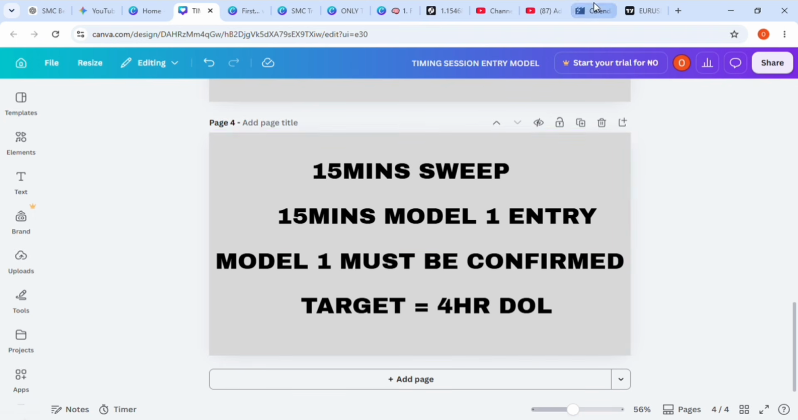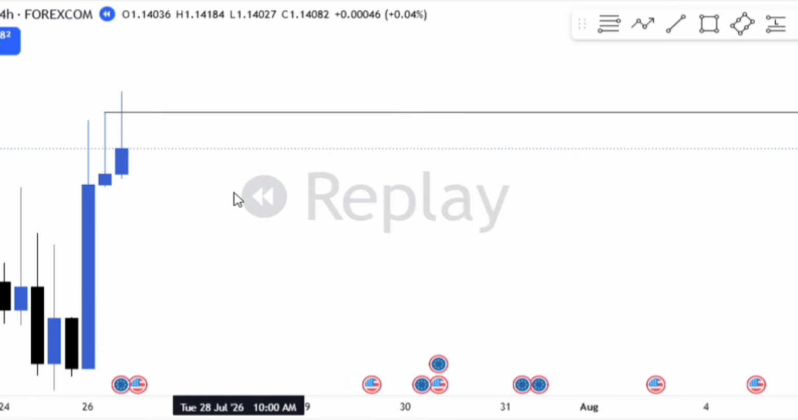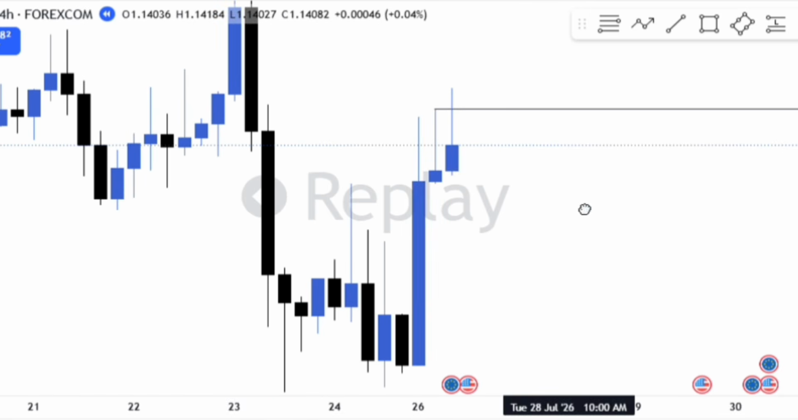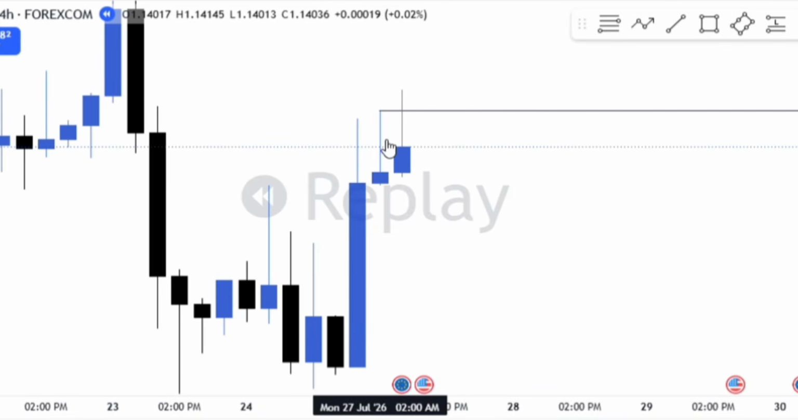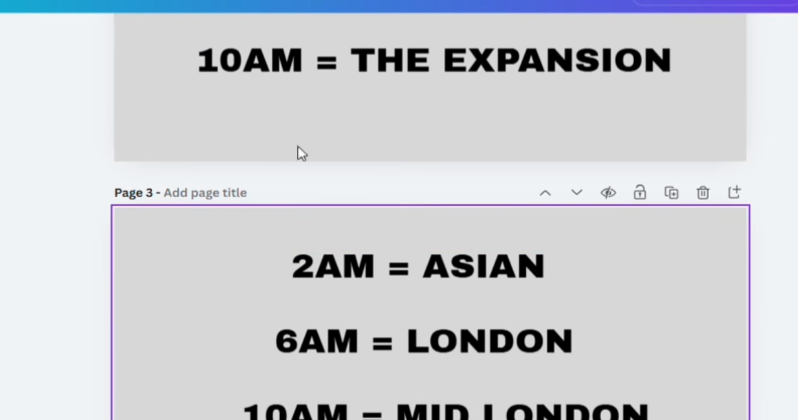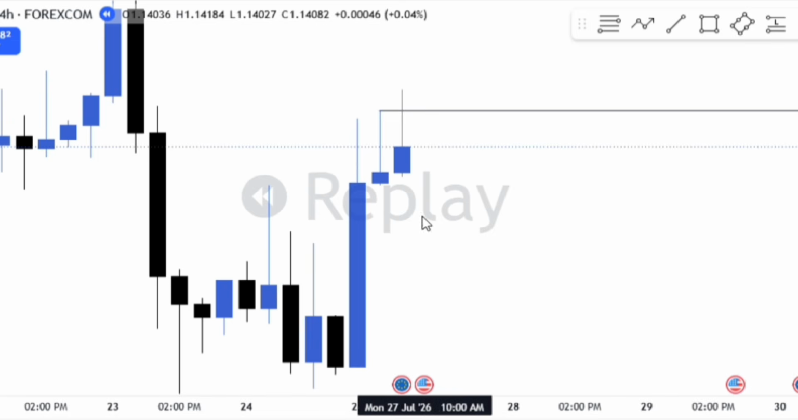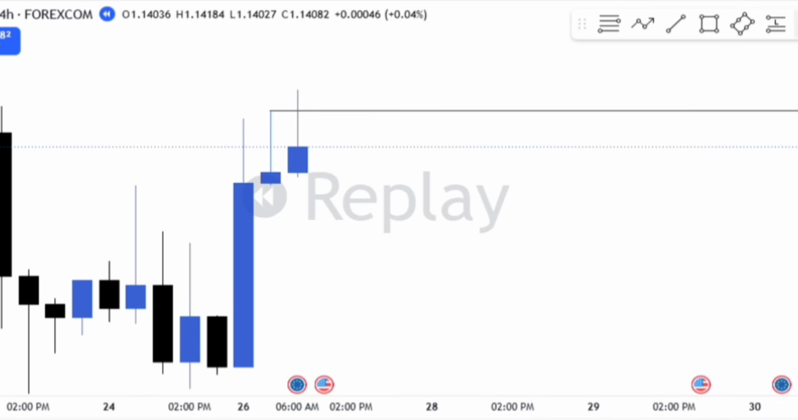Guys, let's dive in. Now, guys, this is a particular sell example on EUR/USD. This is our 2 a.m. candlestick, as I listed in this particular place, our 2 a.m. candlestick, and this is our 6 a.m. candlestick. Now, all you need to do is to mark out the high and the low of this particular candlestick.